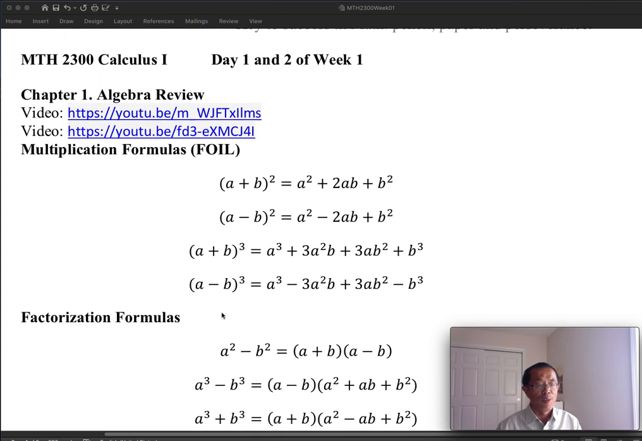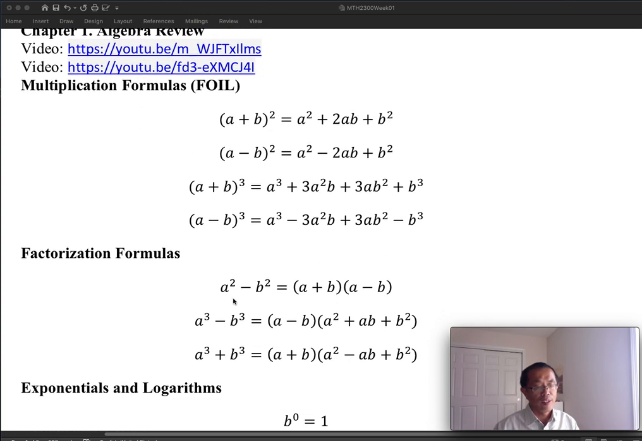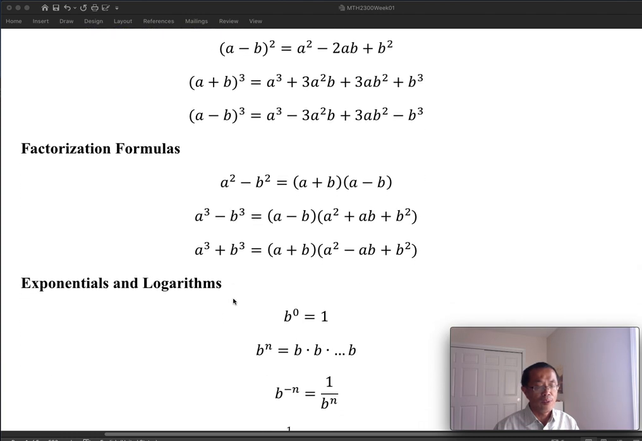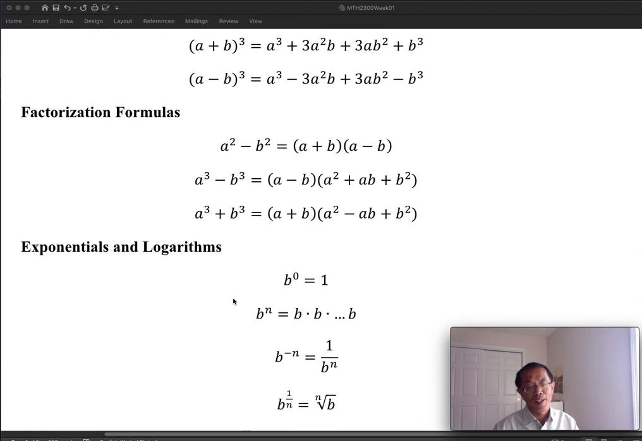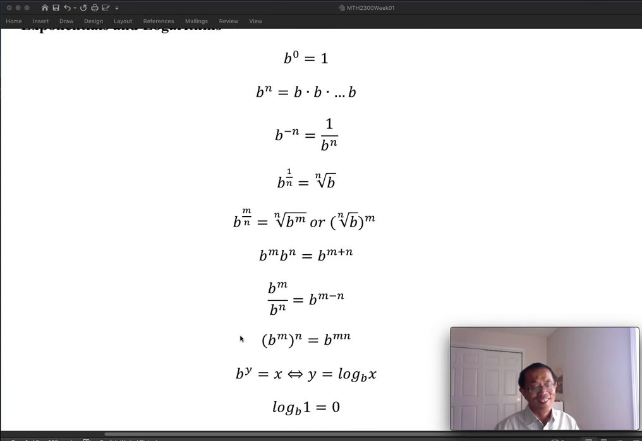In the first part, we covered some multiplication formulas and the factorization formulas, and we also talked quite a bit about exponentials. In the end, we mentioned logarithm. I said two things about logarithm. A logarithm is really used to denote an exponent, and that exponent comes from a corresponding exponential term, a power term.